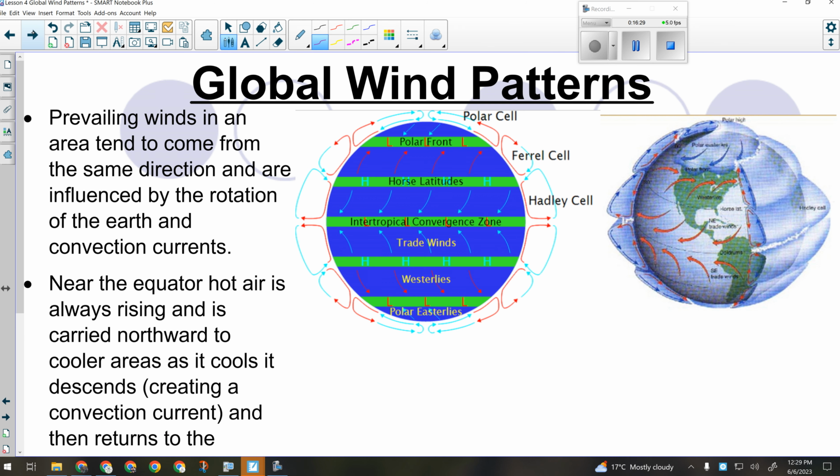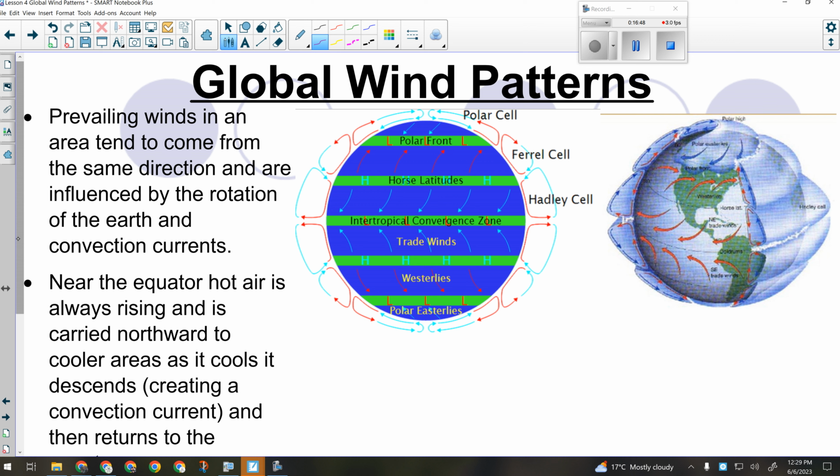Okay, so global wind patterns look like this. Okay, prevailing winds in an area tend to come from the same direction. Again, tend to, it's prevailing, they're not always going to do that, and are influenced by the rotation of the earth and convection currents.